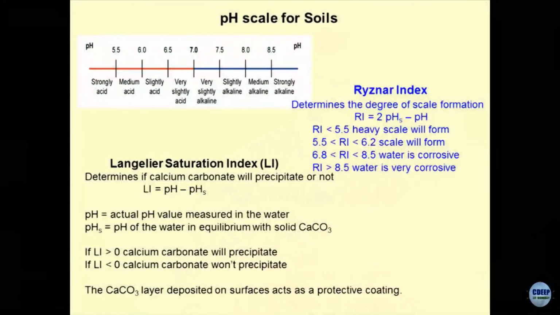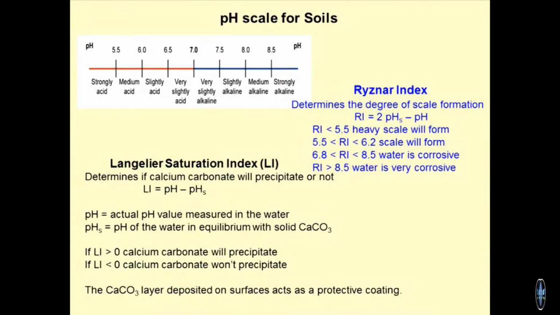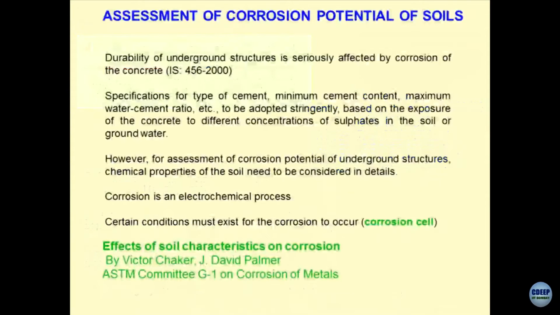So, similarly, you can have different types of parameters of RI, and then there is a classification which informs you whether the soils are corrosive or not. Fine. Now, whatever we did, I am just going to present about the assessment of corrosion potential of soil. So, when we talk about the underground structures and their durability, there is a code, IS 456:2000, you must have studied, on the corrosion of concrete. What type of cement should be utilized?